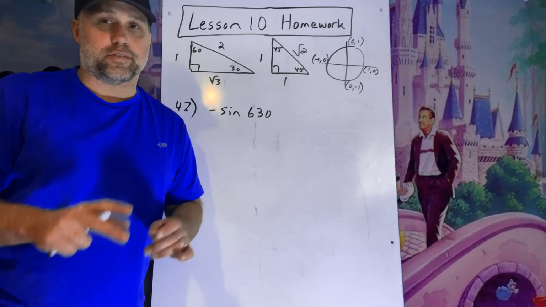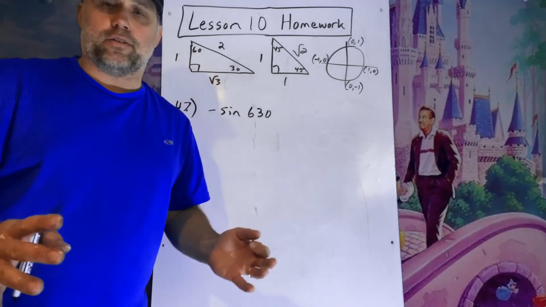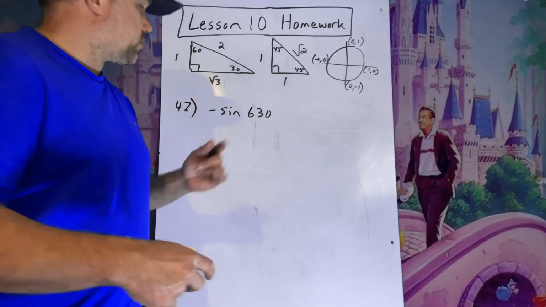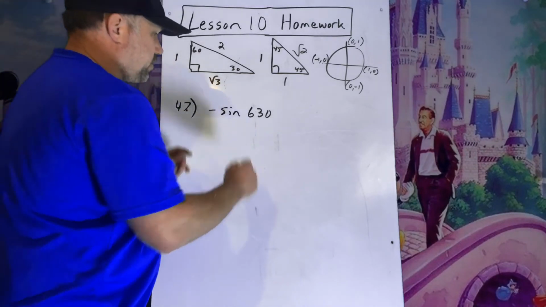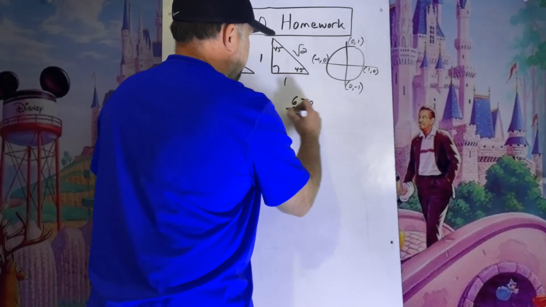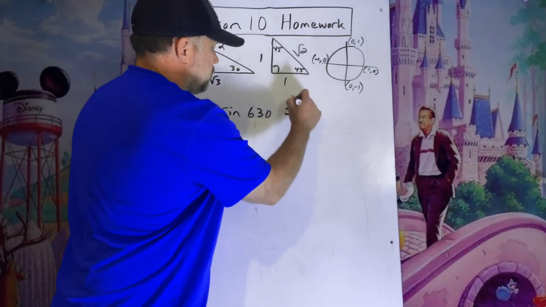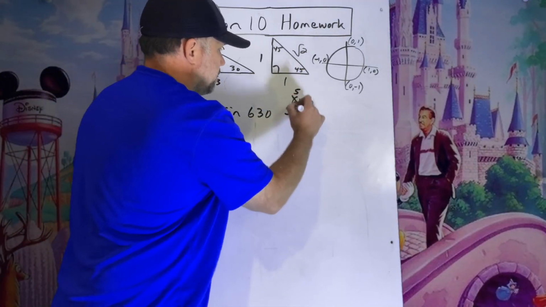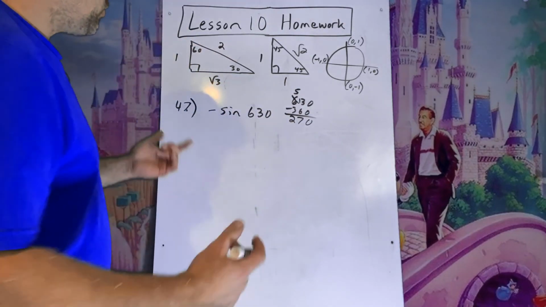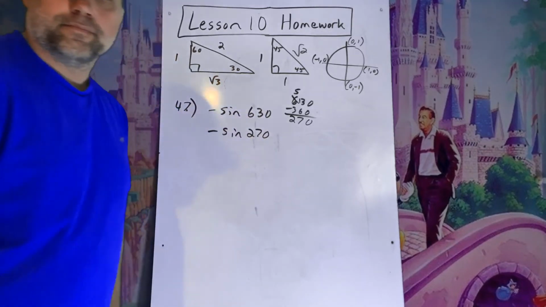All right, so this is the best one on the assignment. Love this problem. 630, huge angle. Going to knock it down by using coterminals first. Once I do that, then we'll worry about finding what the sine is. So let's first knock it down a little bit. Let's take 630 and subtract 360 to see where that puts us. That gives 270. Actually, this isn't as bad as I thought it was. So we're actually finding the negative sine of 270.